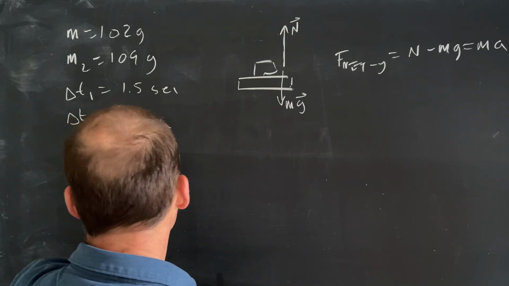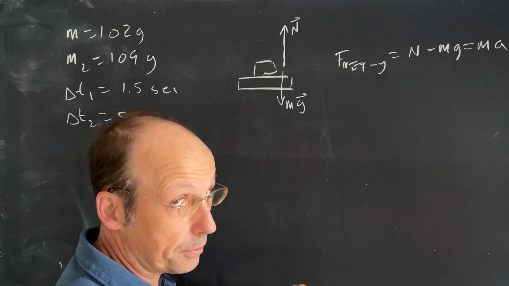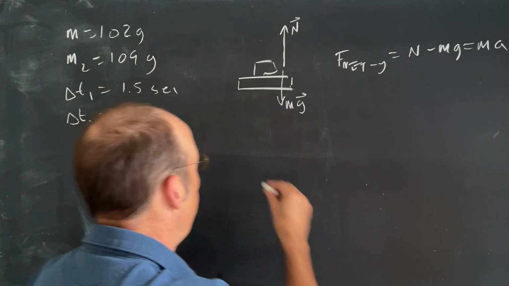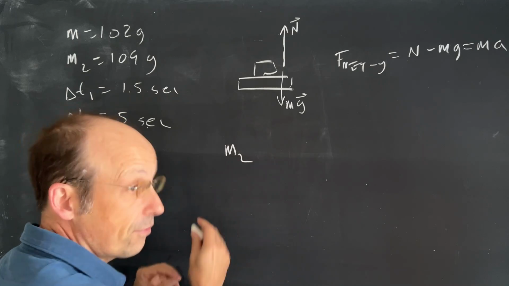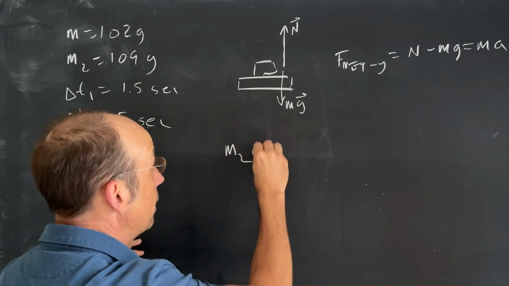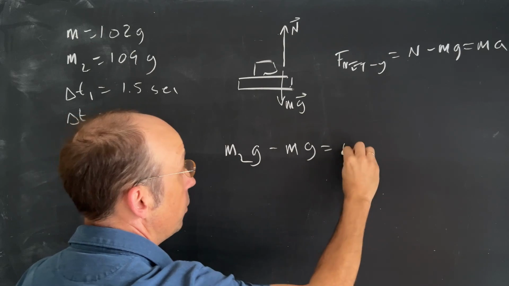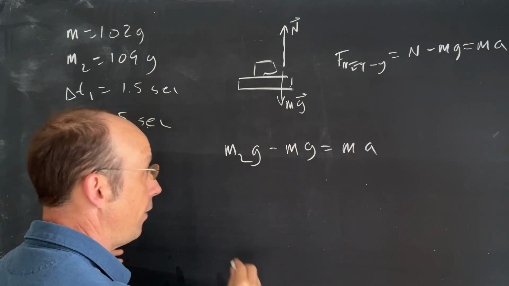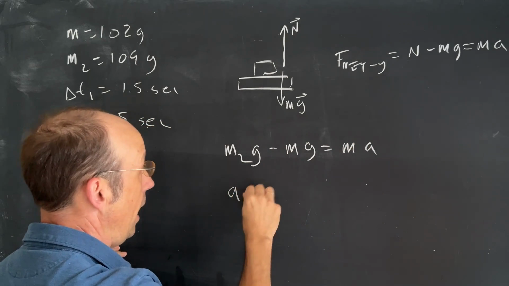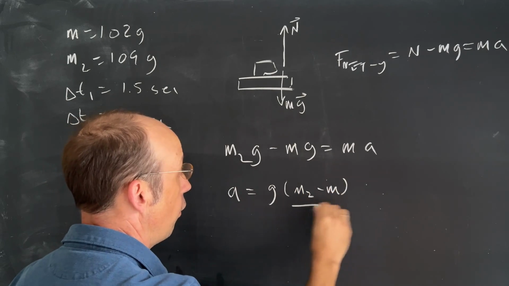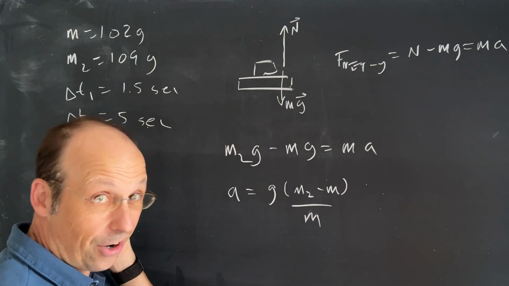And so if the scale reads 109 grams, it's kind of like that's m times g, another m. So I can write this as m2, the scale reading when it's accelerating, times g minus the normal reading times g equals the normal reading times a. And if I solve that for a, I get a is g times m2 minus m over m. So I can calculate the acceleration.